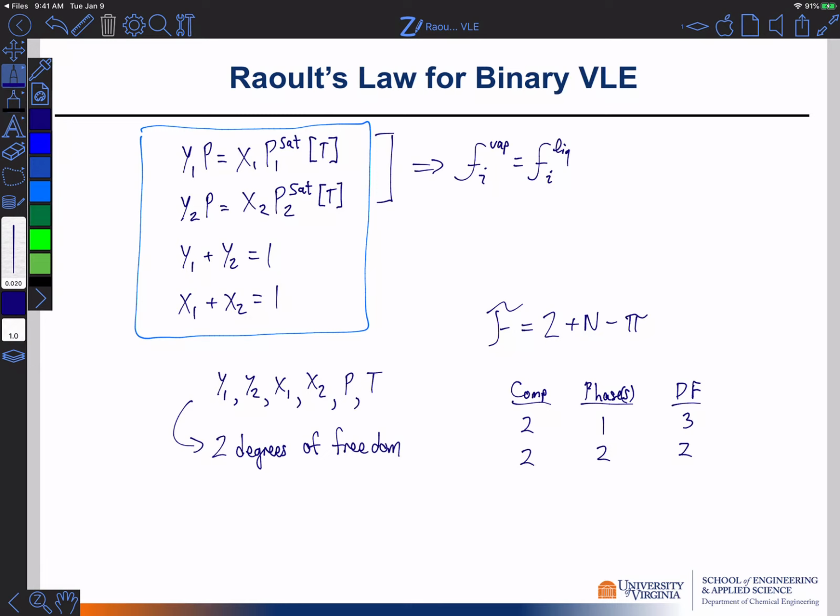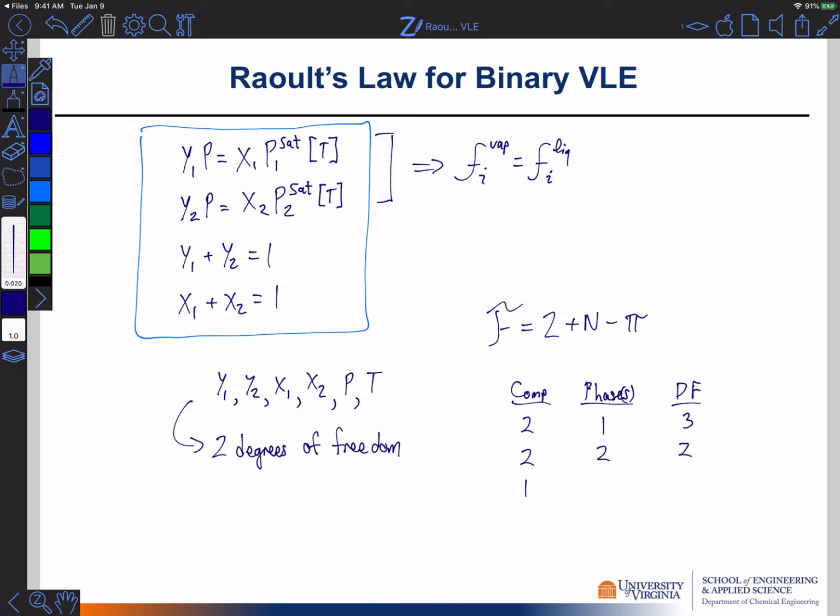So basically here, if we have 2 components in 1 phase, we need to specify 3 things. So maybe a temperature, a pressure, and a composition. But if we have vapor-liquid equilibrium and we have 2 phases and 2 components, then we only need, for example, to specify, say, the temperature and pressure of the system, and everything else is fixed because we fully defined the system.